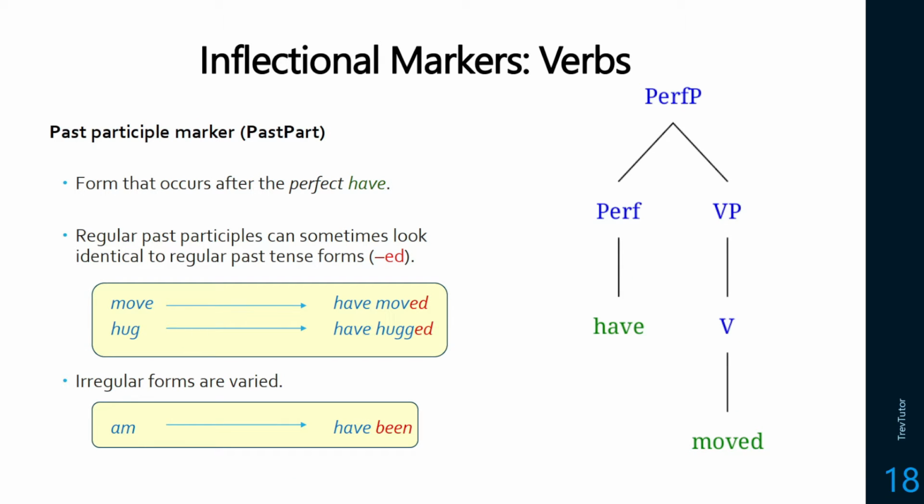Now, for the verbs that follow perfect have, they have this -ed past participle marker on them. This is called past part. Like we said before, this is -ed or -en. It comes down to the verb, and we call this the past participle. So this occurs after perfect have. Move would become have moved, and this -ed here is the past participle inflection.